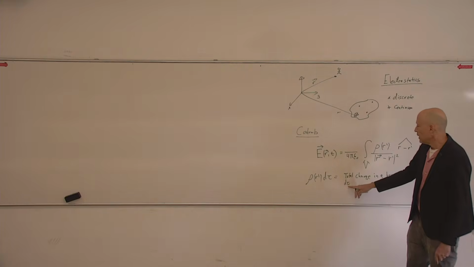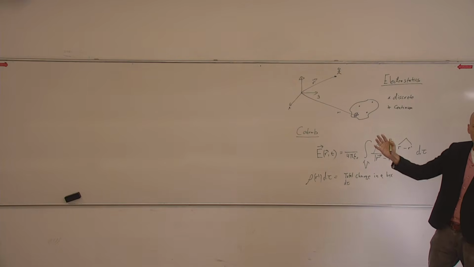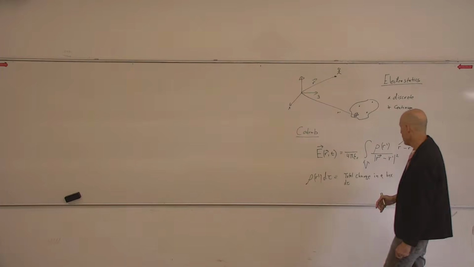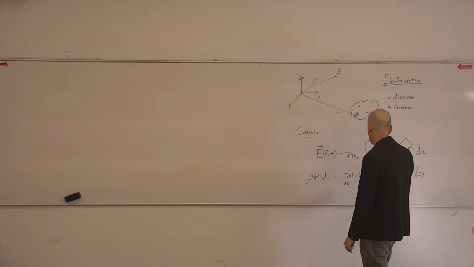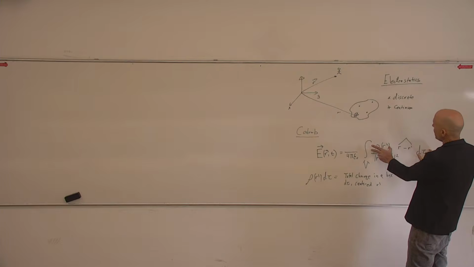So the idea of this notation is very simple. We do not like to write dx, dy, dz. We compress things, so we write a d tau. You have to get used to it because we are going to use it all along the course. The total charge in a box, d tau, centered on r prime. So what you have here and here is simply the charge.